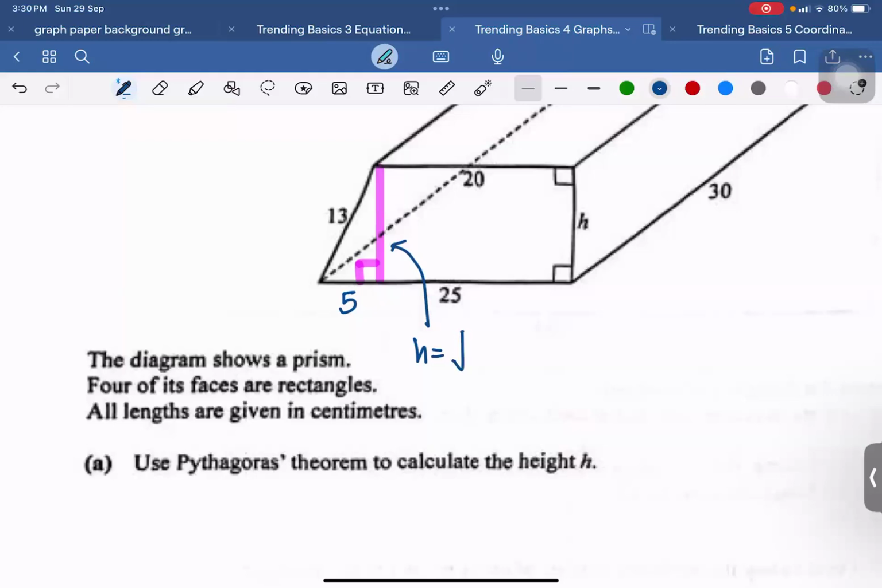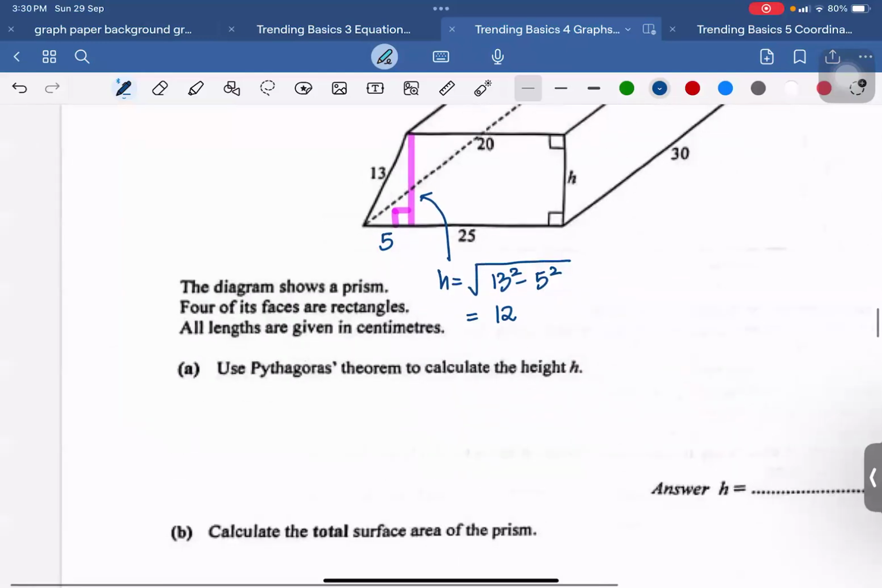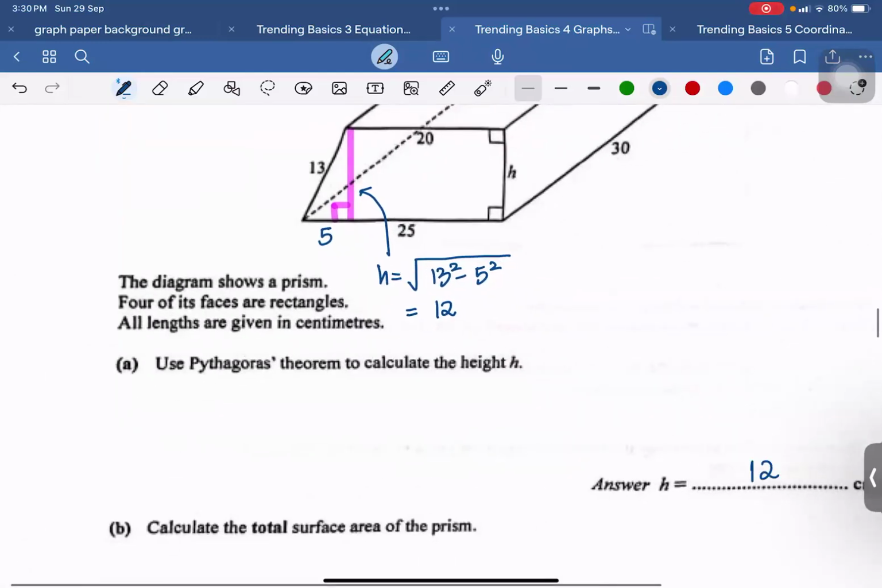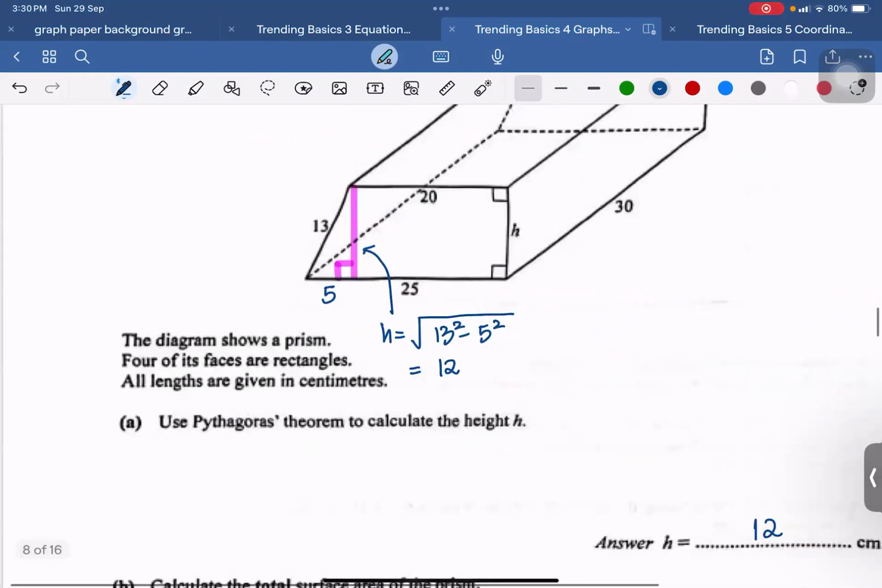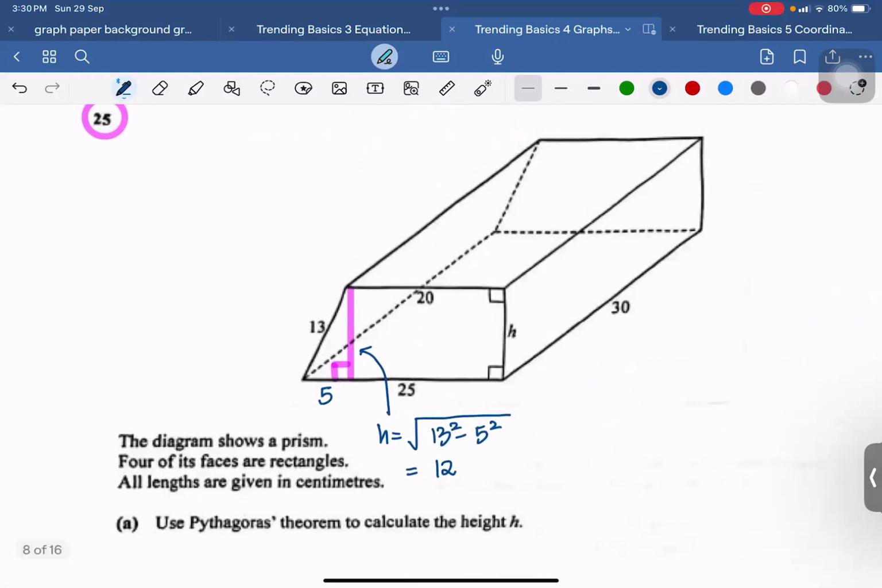Do we add or do we subtract? We subtract. So 13 square minus 5 square, then you get your height, 12. So use the Pythagoras theorem, calculate the answer, 12. Now I know this is the 12. I want to find the total surface area of the prism. How to find the total surface area of prism? There are a few different sides. Firstly, I have the side 13 times the length 30. It will be a rectangle, right?